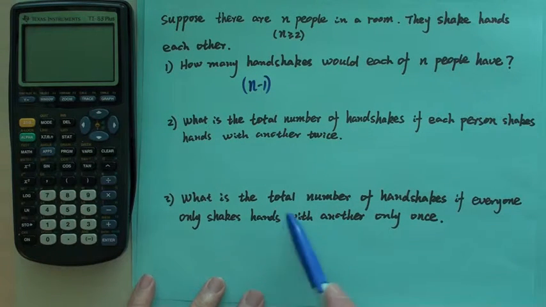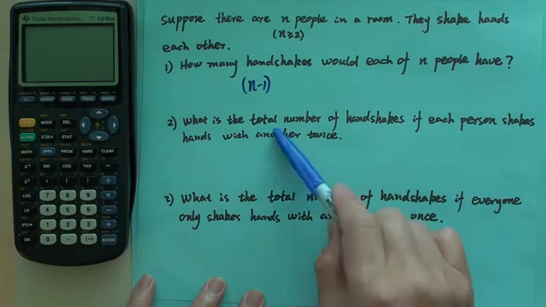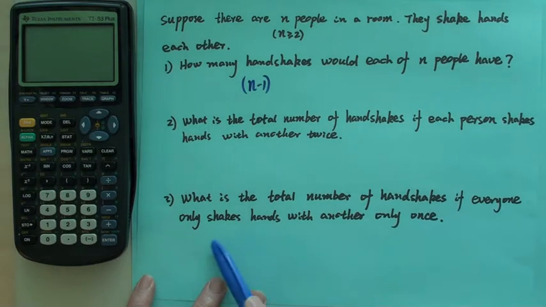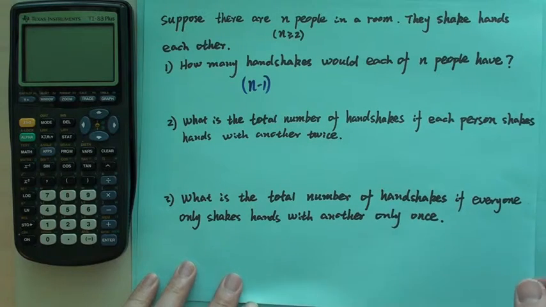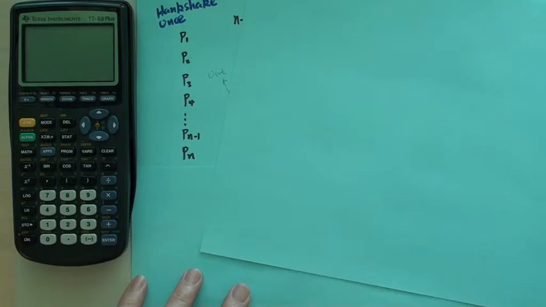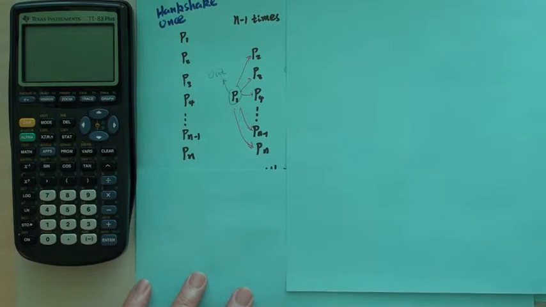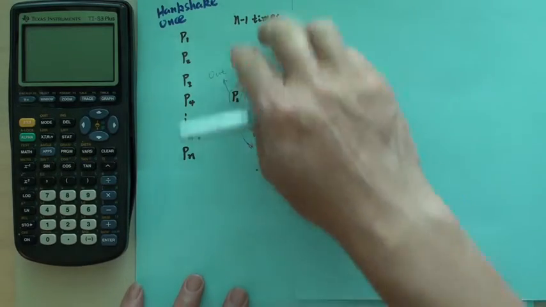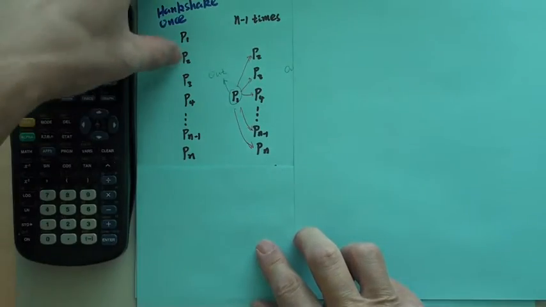Now we'd like to work on question 3 first and go back to question 2. It means that everyone only shakes hands with another only once. Again, we want to go back and look at this picture. Let me take this down a little bit.